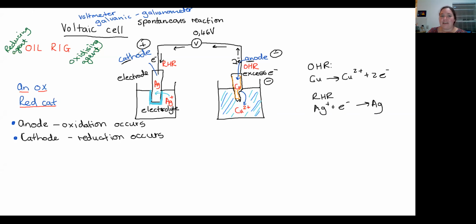All right, there's the anode being negative, sorry, the cathode being positive, the anode being negative. I told you that the copper goes to give us copper 2 plus and 2 electrons. There's the copper 2 plus, there's the 2 electrons. They go around through the voltmeter, which has a reading of 0.46 volts. Down to the other side, the electrons join with the silver plus to deposit as silver.